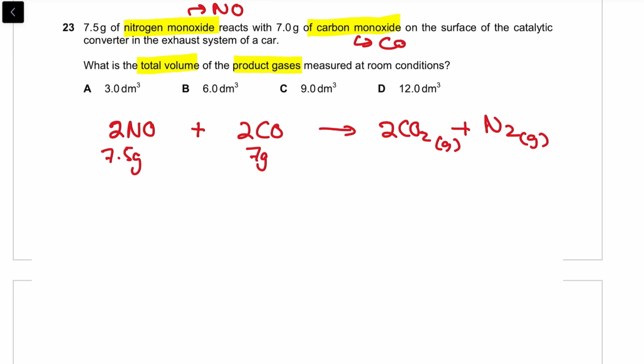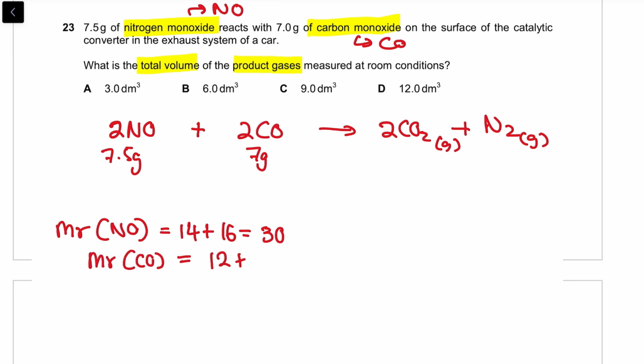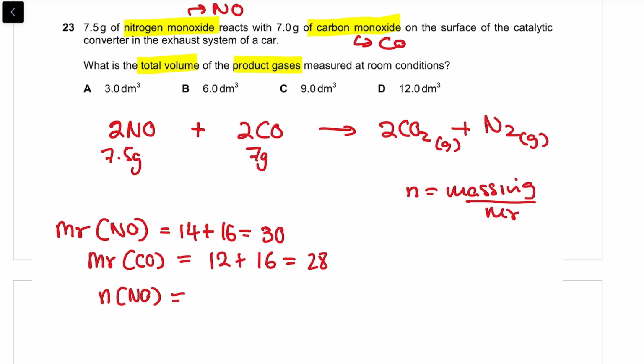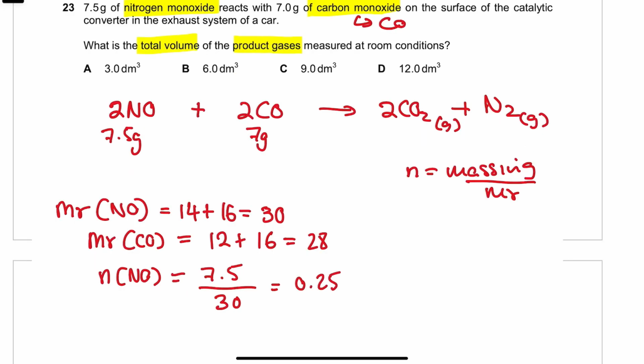So what we need to do is find the moles of nitrogen monoxide. First off, we find the Mr of nitrogen monoxide, and that is 14 plus 16, which equals 30. And the Mr of carbon monoxide is 12 plus 16, which equals 28. To find the moles, we know that moles equal mass in grams divided by Mr. So the moles of nitrogen monoxide is 7.5 divided by 30, which equals 0.25. And the moles of carbon monoxide equals 7 grams divided by 28, which also equals 0.25 moles.